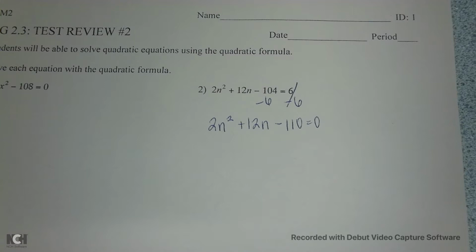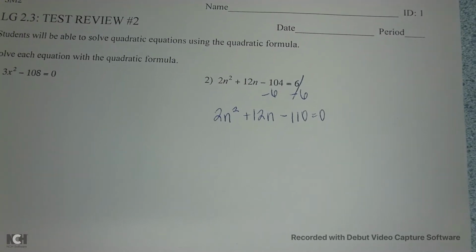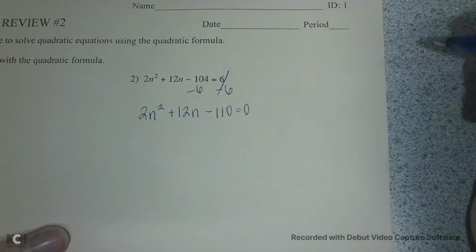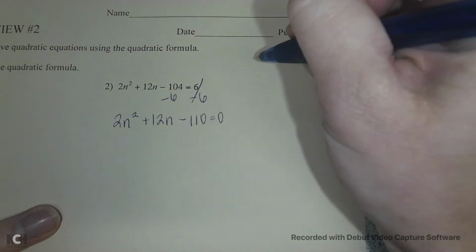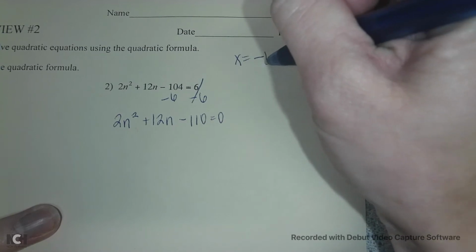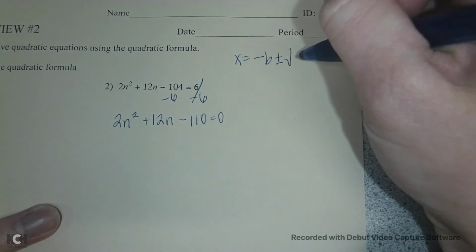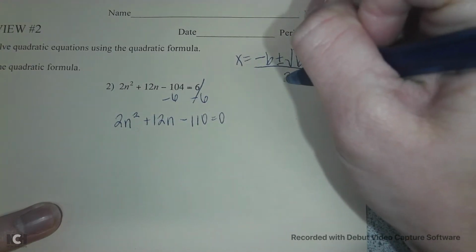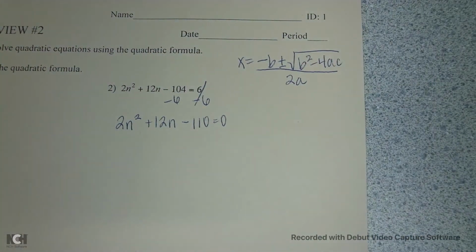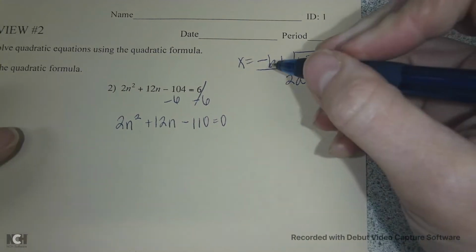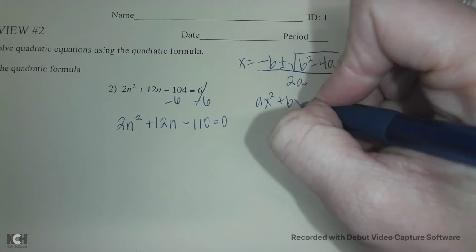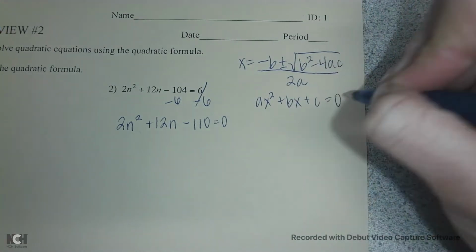Okay, so now we are going to use our quadratic formula. I'm going to write it over here. x is equal to negative b plus or minus the square root of b squared minus 4ac all over 2a. That's when our equation is in the form ax squared plus bx plus c equals 0.